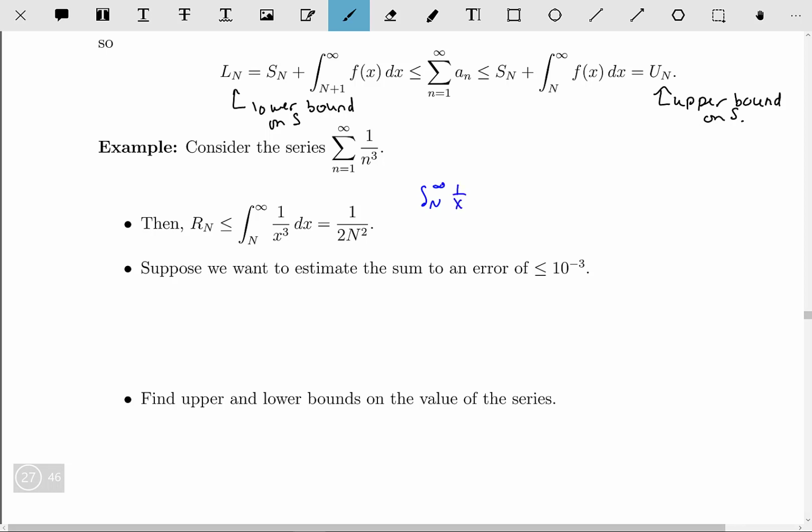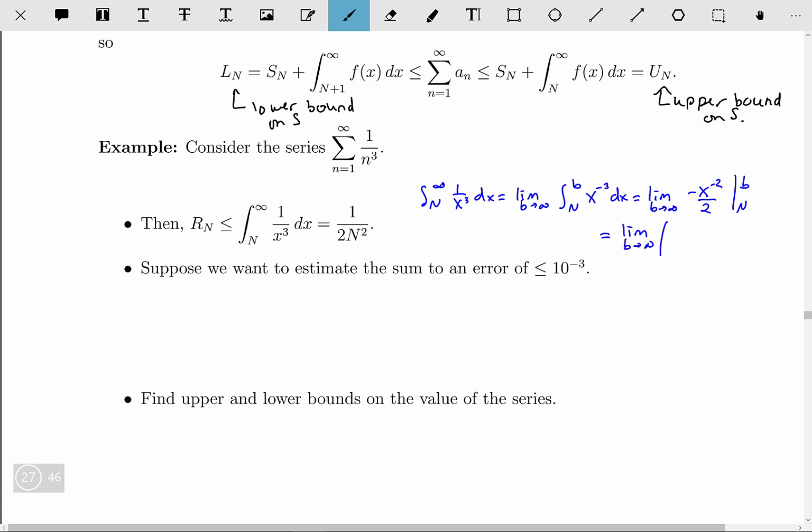This integral, we write this again, use our little parameter: the limit as b goes to infinity of the integral from capital N to b of x to the minus 3 dx, which gives us the limit as b goes to infinity of negative x to the minus 2 over 2. Fill in the limits.